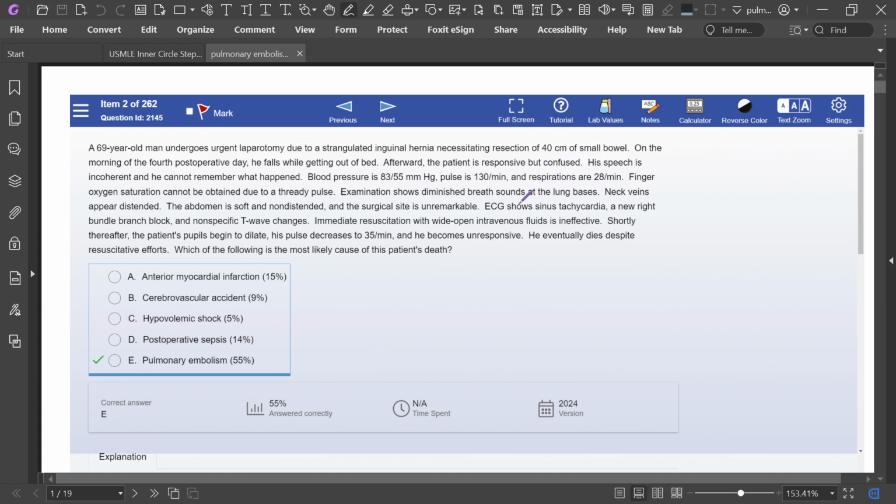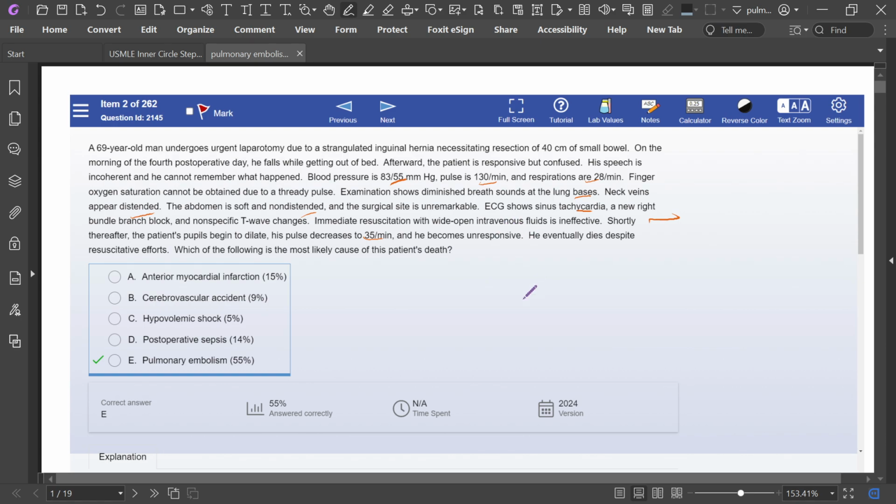For PE to happen, there is hypotension, tachycardia, tachypnea. Examination shows diminished breath sounds at the lung base, neck veins are distended. The abdomen is soft and non-distended at the surgical site. ECG shows sinus tachycardia, very high yield, and a new right bundle branch block with non-specific T-wave changes. Immediate resuscitation with IV fluid is ineffective. Shortly after, the pupils dilate, his pulse decreases to 35 per minute, and he becomes unresponsive.